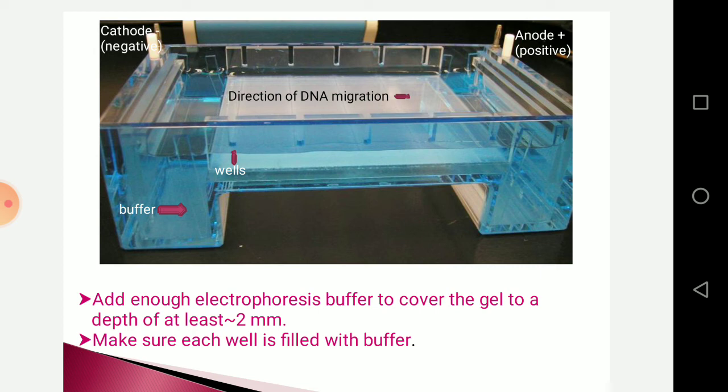This is a good diagram where we can see the cathode, which is negatively charged. We can see the anode, which is positively charged. We see the wells also, where we put our sample, and the chamber is fully covered with buffer solution. Add enough electrophoretic buffer to cover the gel to a depth of at least 2 millimeters. So the buffer should be used accurately. Make sure each well is filled with the buffer.